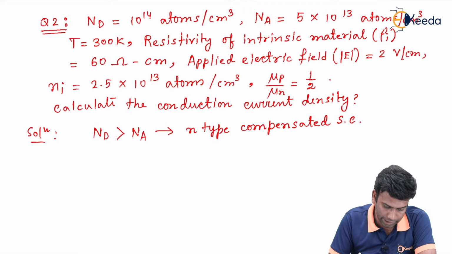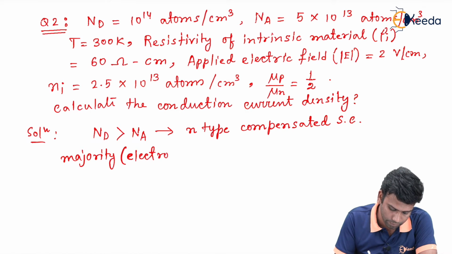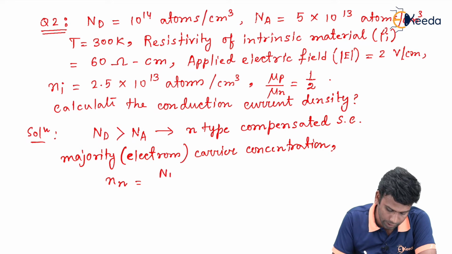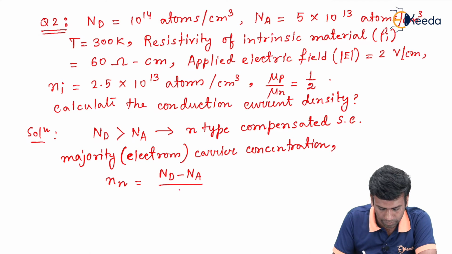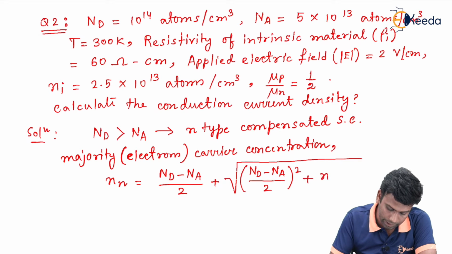So from the data of Nd and Na we have concluded that it is an N-type compensated semiconductor. So for an N-type compensated semiconductor, the majority carrier concentration, and majority means the electrons, will be given by N equals (Nd minus Na) divided by 2, plus root over ((Nd minus Na) divided by 2) whole square plus Ni square.